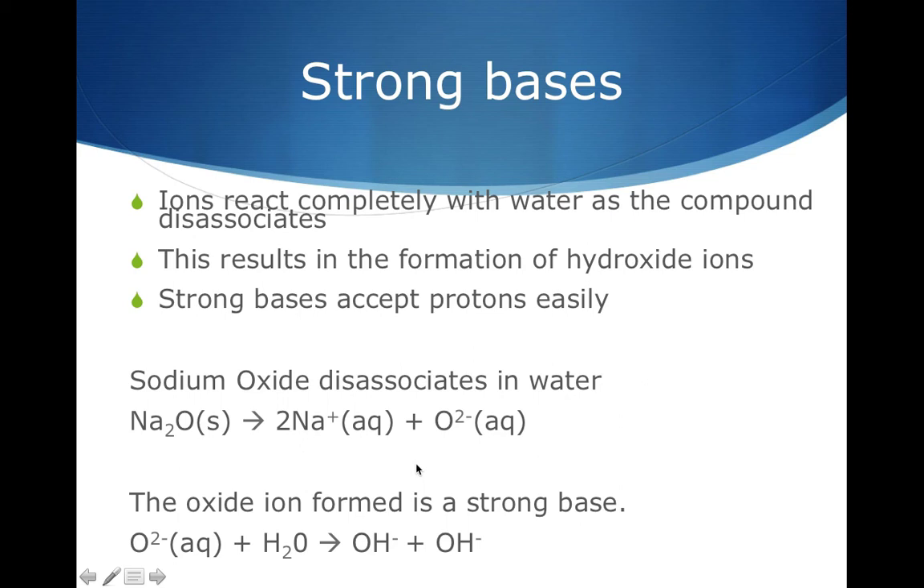and gives you sodium and oxide ions. The oxide ions then react with the water, so they accept protons from the water to make two hydroxide ions. So we always get hydroxide ions, it's just a matter of what the process is that we go through to get it.